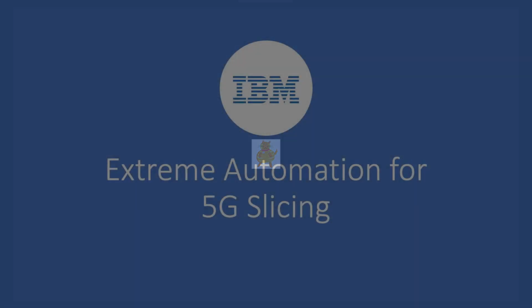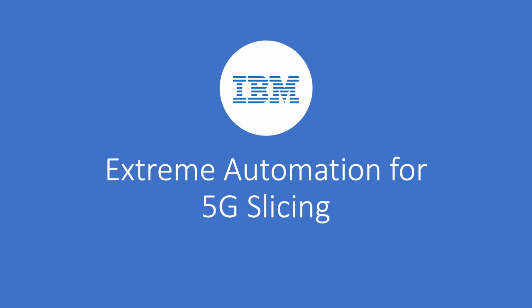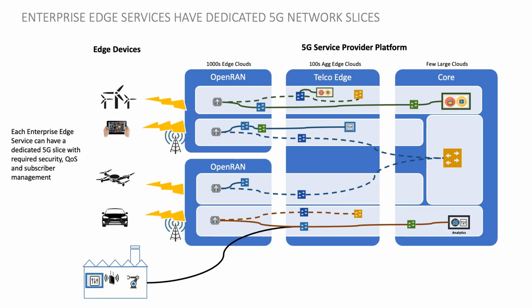Thanks, Sean. Welcome, everybody. What I want to cover in the next 10-15 minutes is extreme automation for 5G slicing. And this title should be reworded: extreme automation is required for 5G slicing to even be possible. But before we get into what I mean by extreme automation, I want to explain why 5G and 5G slicing is important and interesting to IBM, which will set the scene for the automation story we tell later on.